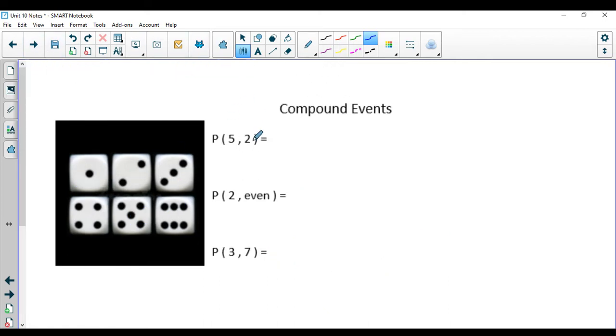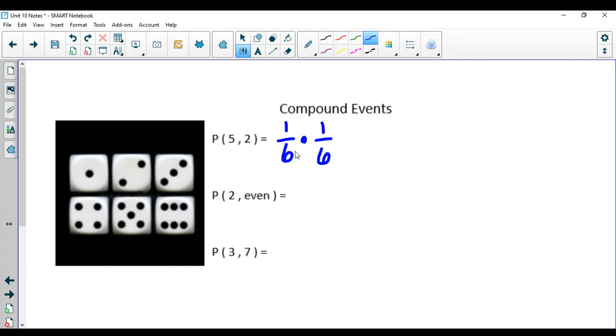When we talk about compound events, you're going to see a comma in between this, or you might even see the word and, which will show you that there are 2 different things here. So our first probability is we want to get the value of a 5. So looking at our options, there's only 1 5 out of 6 spots on the number cube. When we want to get the probability of a 2, there's also only 1 out of 6. So now we actually have to multiply these together.